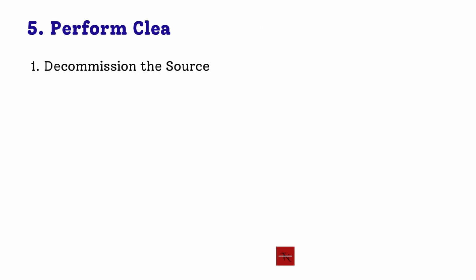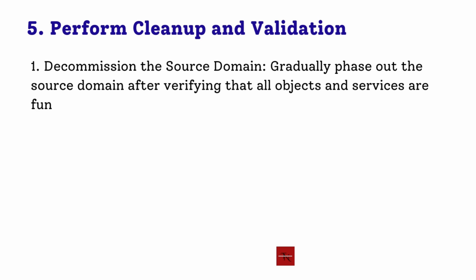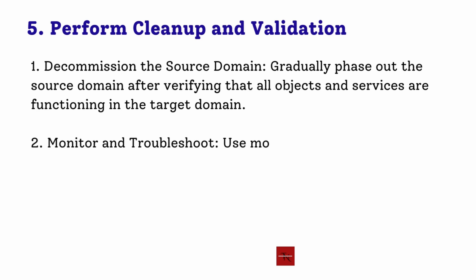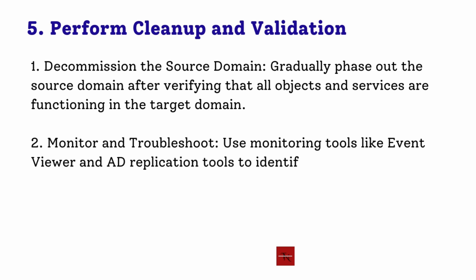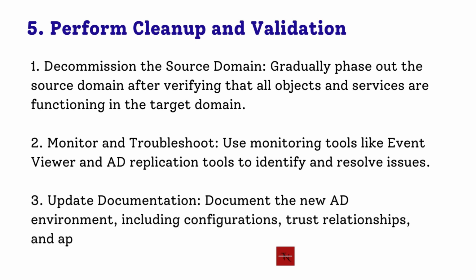Perform cleanup and validation. To do that, decommission the source domain, gradually phasing it out after verifying that all objects and services are functioning in the target domain. Monitoring and troubleshooting are required. Use monitoring tools like Event Viewer and Active Directory replication tools to identify and resolve issues. Update the documentation. Document the new Active Directory environment, including configuration, trust relationships, and application dependencies.